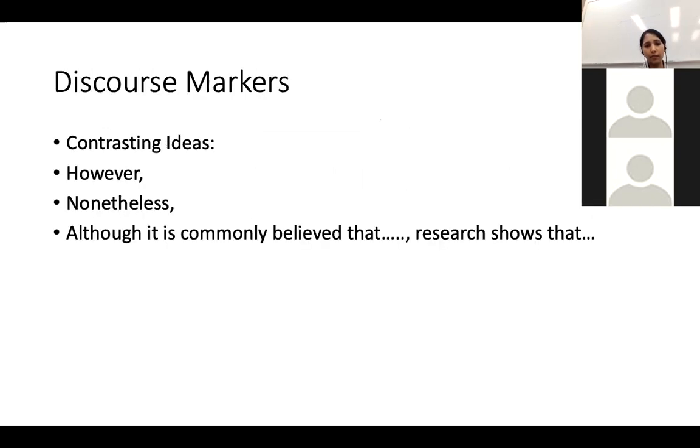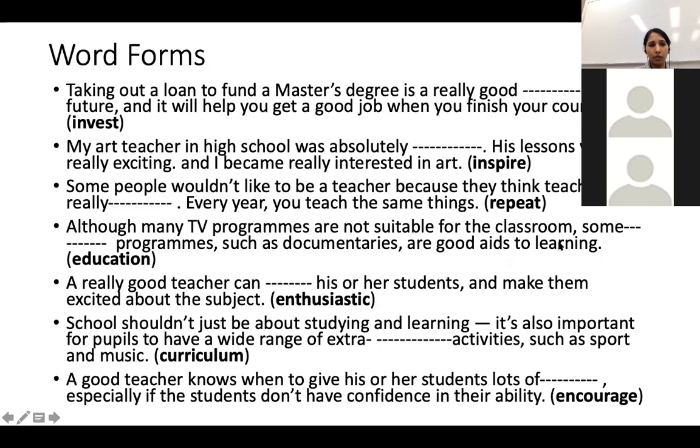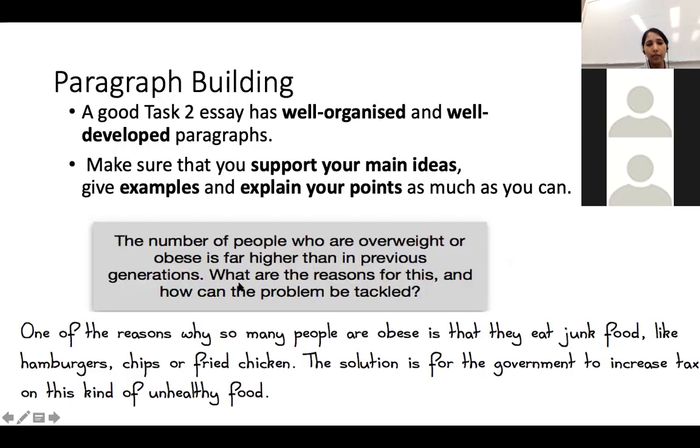All right, maybe this one itself, because I just found it. Maybe we just saw this topic, right? The number of people who are overweight or obese is far higher than in previous generations. What are the reasons for this? How do we make a plan for this? We first divide our paper, or we make 4 grids.